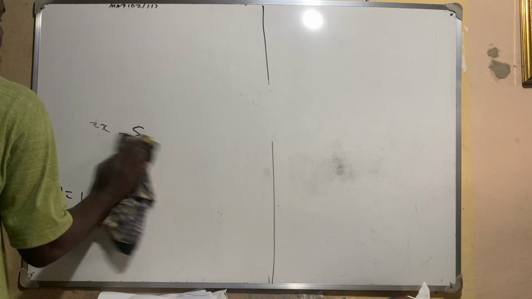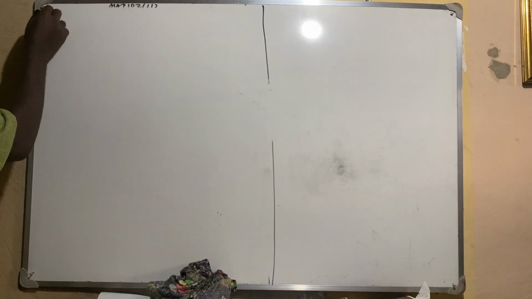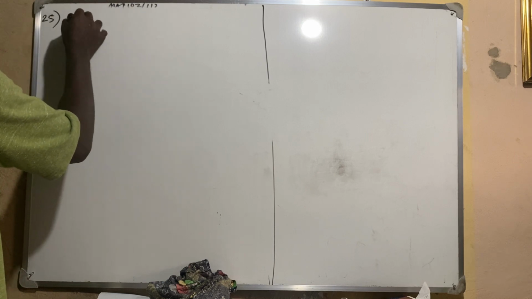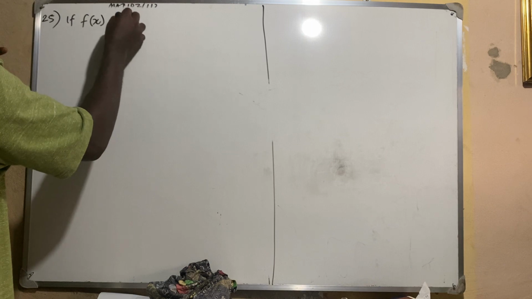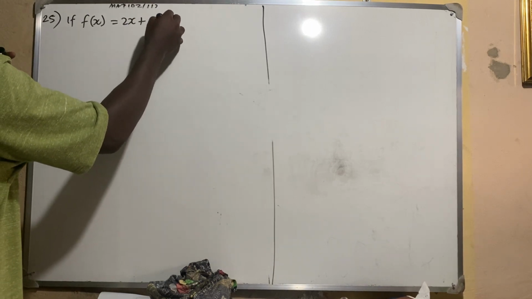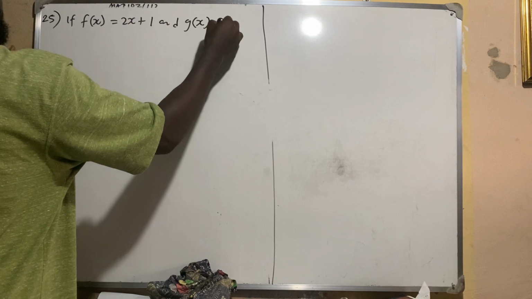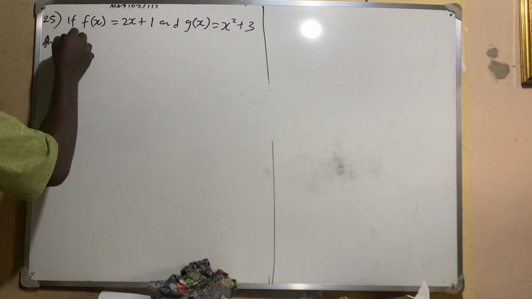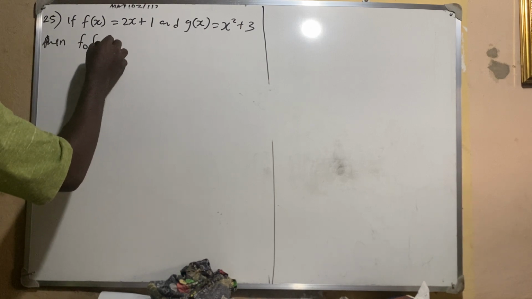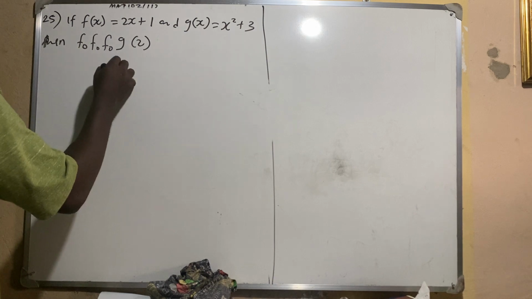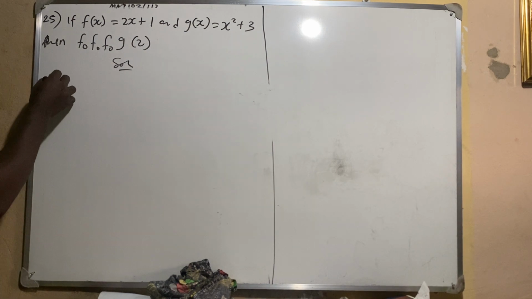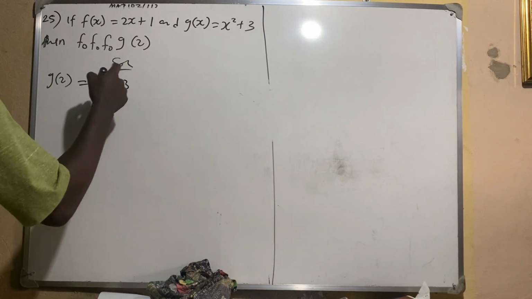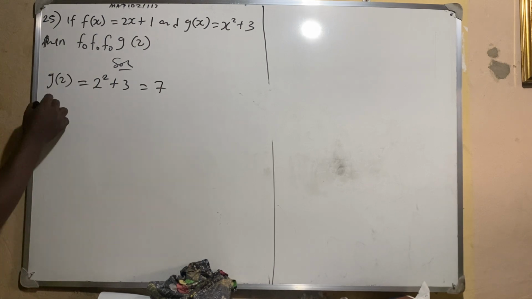Question number 25 says: if f of x is equal to 2x plus 1 and g of x is equal to x squared plus 3, then f of g of 2, that's the solution. Very simple. Start from here. g of 2 means anywhere you see x, put 2. So I have 2 squared plus 3. 2 squared is 4, 4 plus 3 is 7.